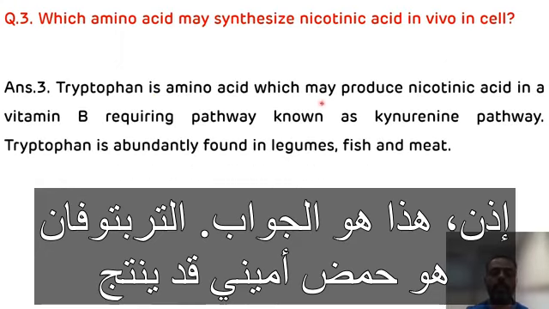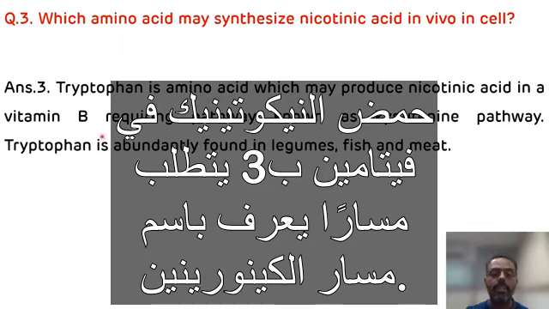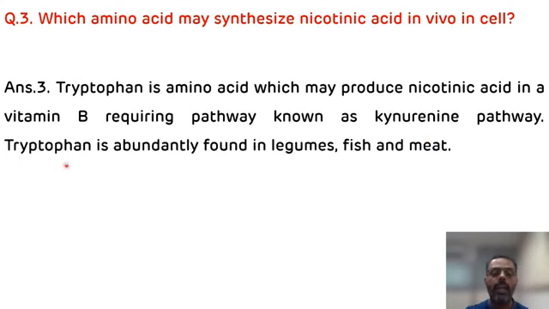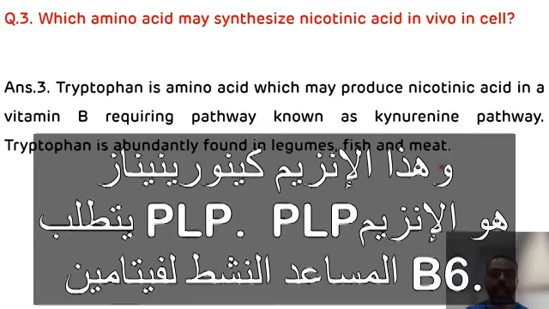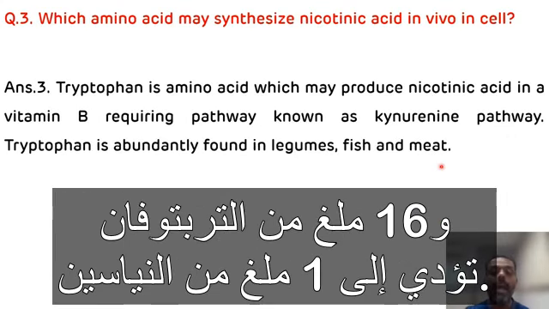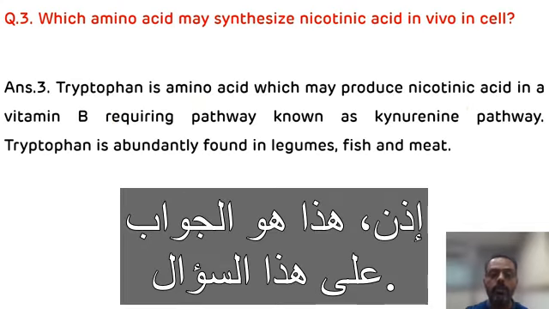Tryptophan is an amino acid which may produce nicotinic acid, vitamin B3, via a pathway known as the kynurenine pathway, and tryptophan is abundantly found in legumes, fish and meat. This kynureninase enzyme requires PLP. PLP is the active coenzyme of vitamin B6. And 60 milligrams of tryptophan give rise to 1 milligram of niacin. So that is the answer to this question.